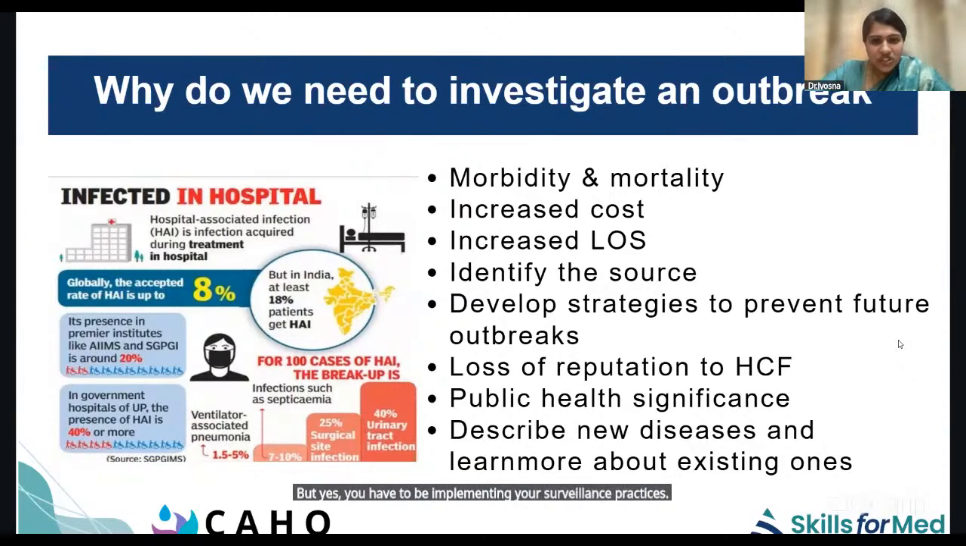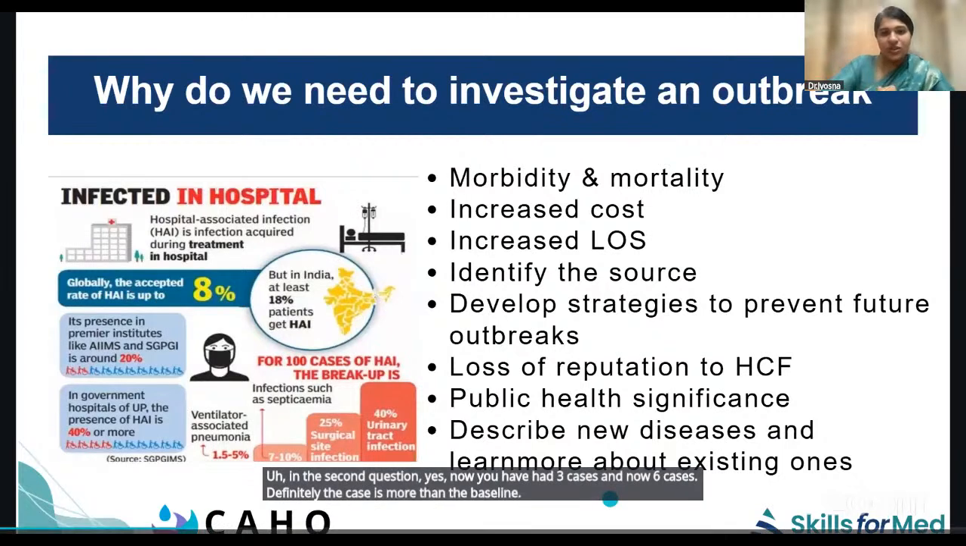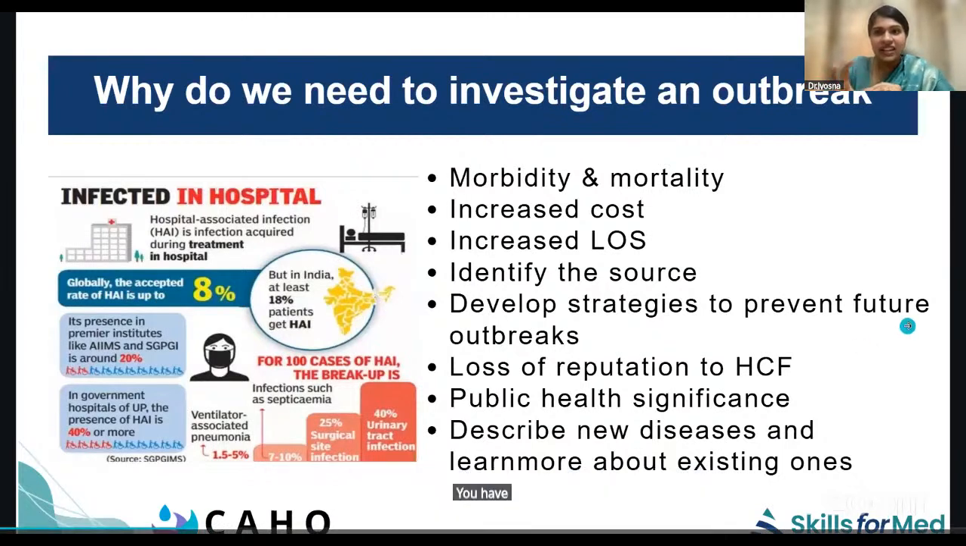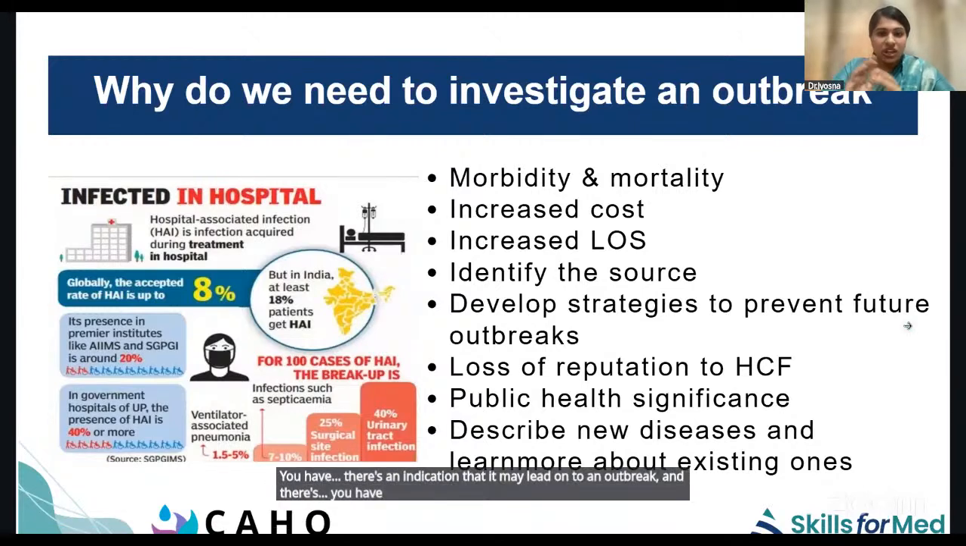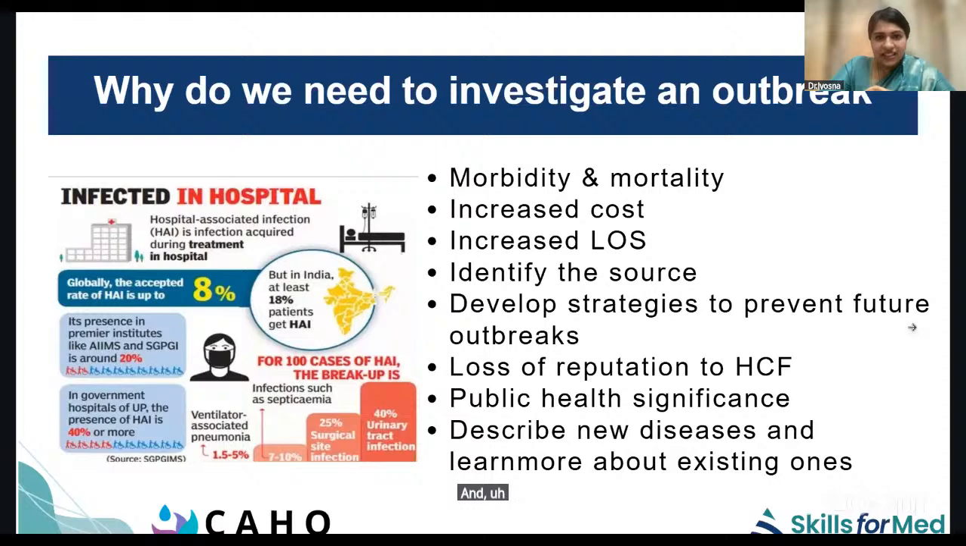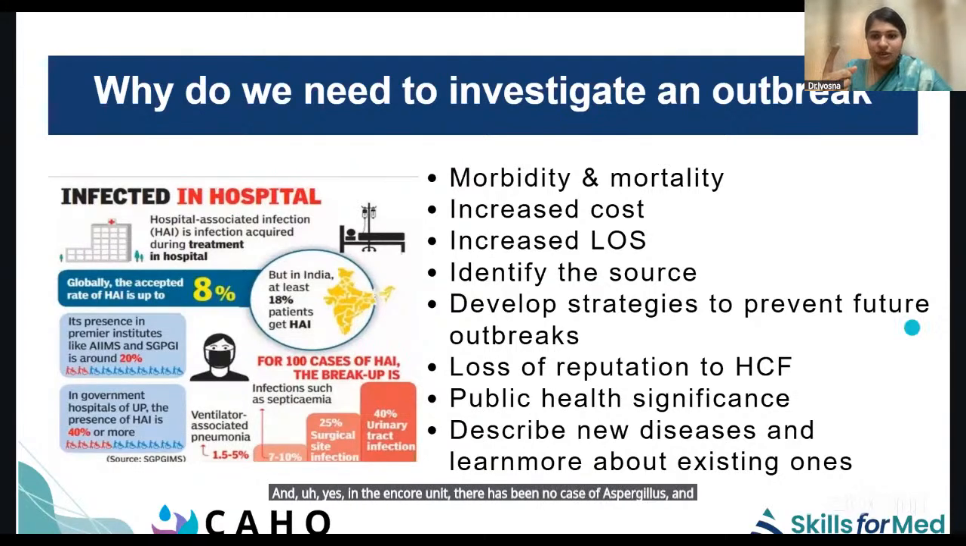In the second question, now you have had 3 cases and now 6 cases. Definitely the number is more than the baseline, right? So here there's an indication that it may lead on to an outbreak, and you have to act faster and be more vigilant in this scenario. And in the onco unit, there has been no case of aspergillus and suddenly one case of aspergillosis. Yes, it may be an outbreak. You have to start investigating.